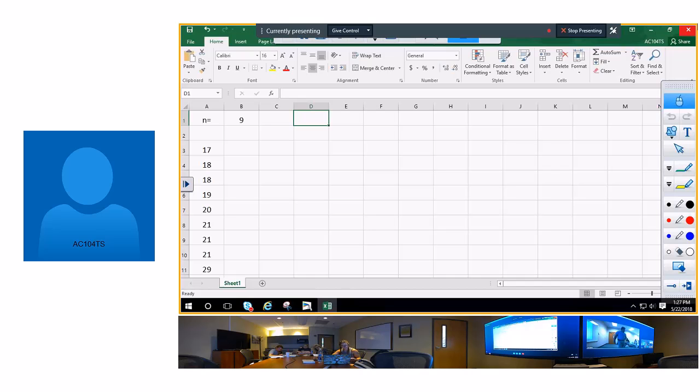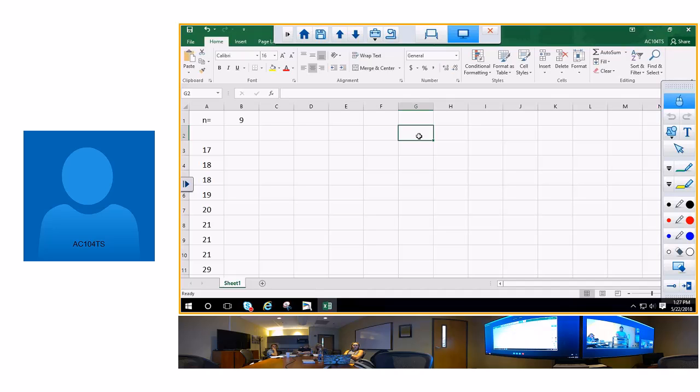All right. So, let's go ahead and find something. Let's go over here and put x bar. And I'm going to sum up all of these numbers, and I'm going to divide by 9, right? And everybody should have got 20.44 for your mean. Median.